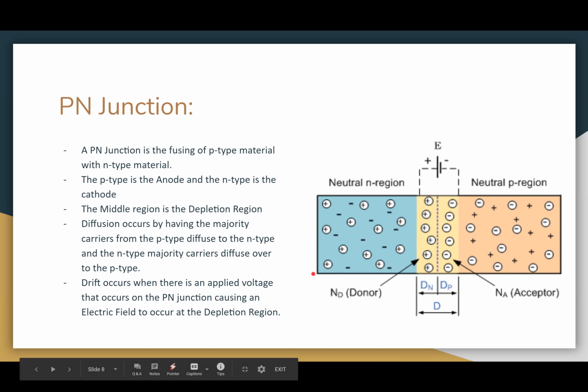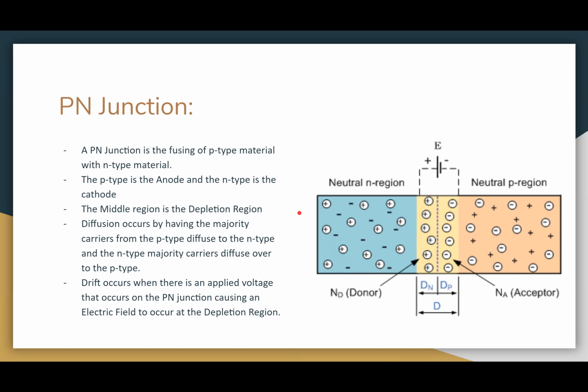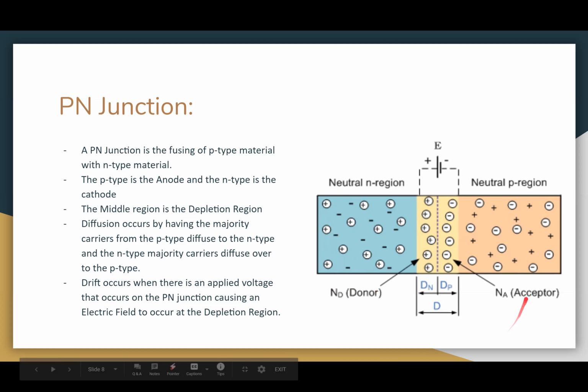But anyways, the p-type material, which is over here, is the anode part, so the positive part of the p-n junction. Over here is the n-type material, and this is the cathode, which is the negative side of the material. In the middle, we have something called the depletion region. This is where you have your electrons moving across here and your holes moving across here, thus forming an electric field in between. But we'll get to that when we get into drift again.